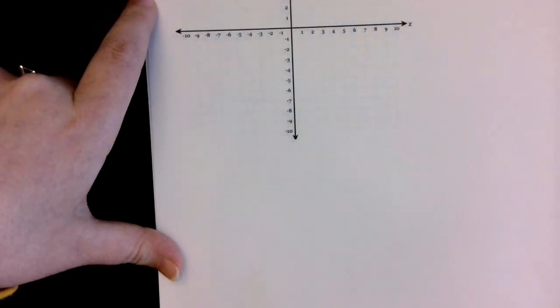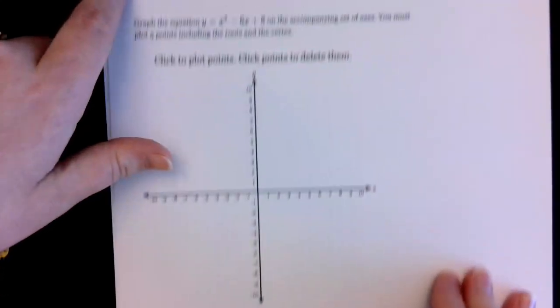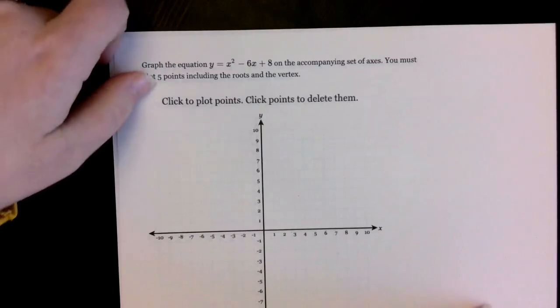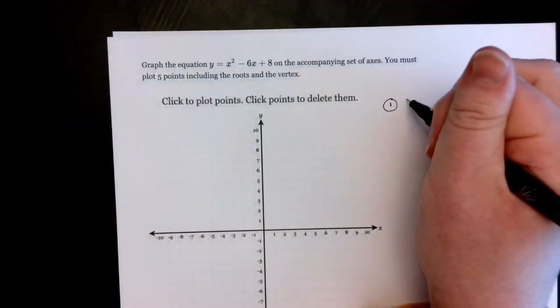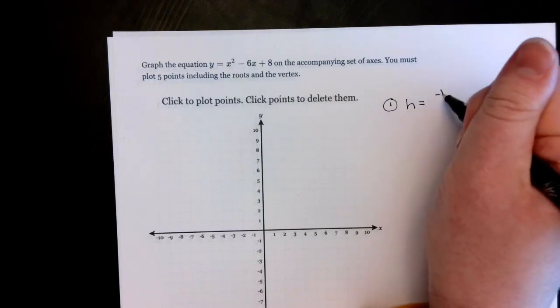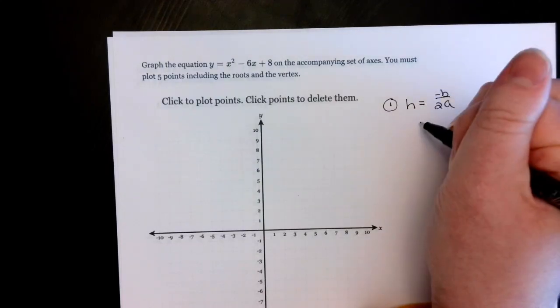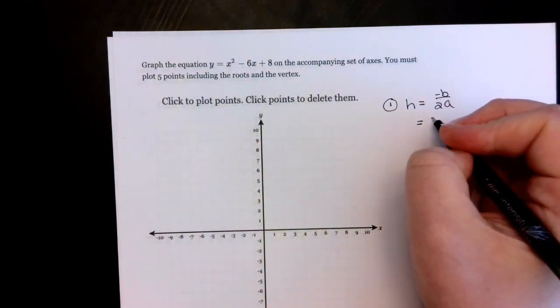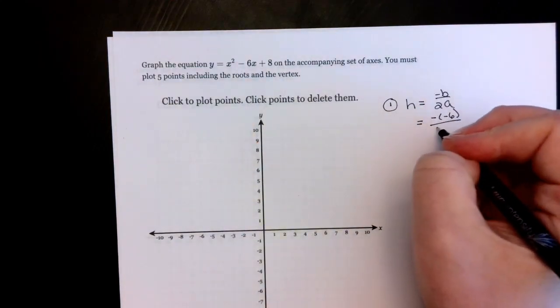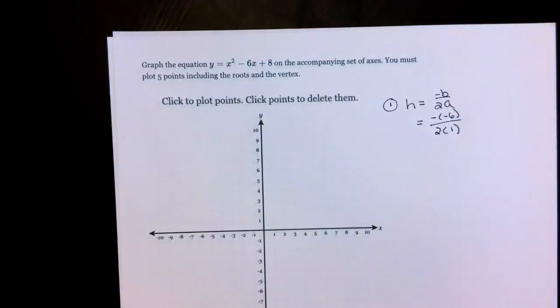Alright, let's try another one together. First thing I want to do is find my vertex. So my h is going to be negative b all over 2a. My b here is negative 6. So a negative 6 all over 2 times an a of 1.